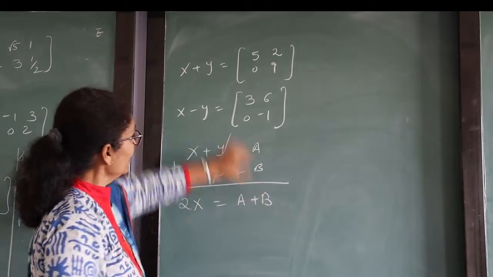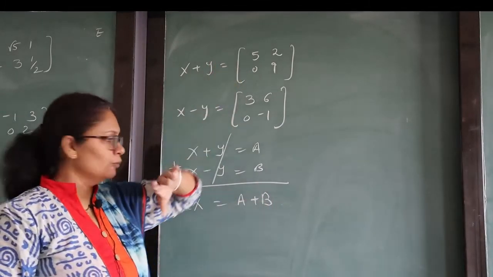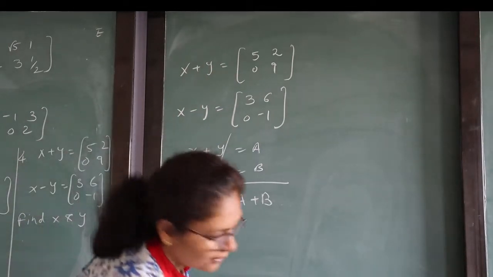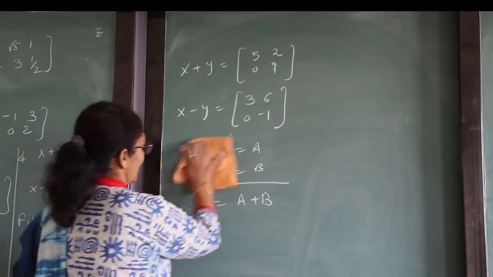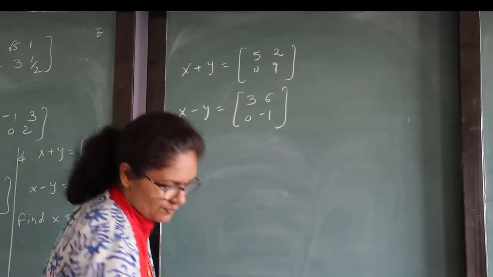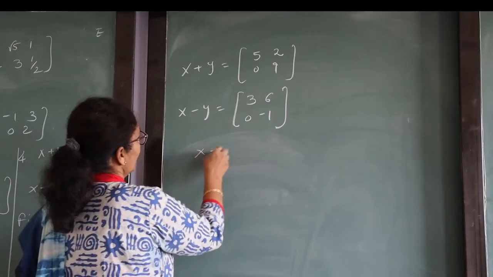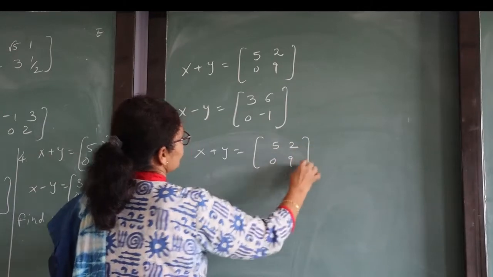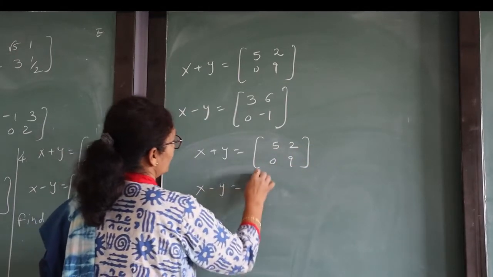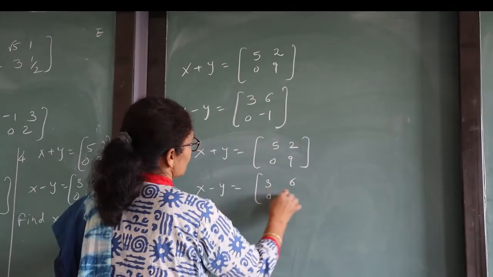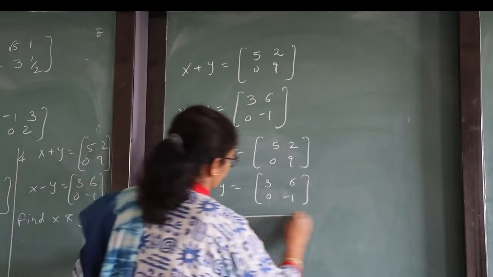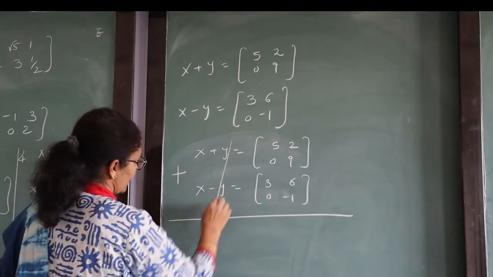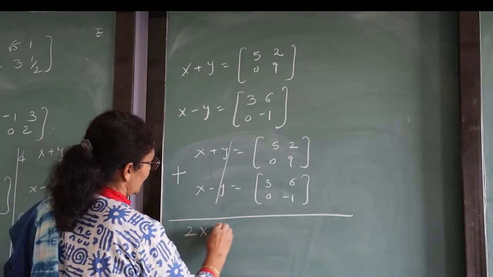What are our A and B? These two matrices, and we know how to add these two matrices. So first, if we follow this method, what do we have to write? X plus Y equal to our first matrix, X minus Y equal to our second matrix. Let's see. Now X minus Y equal to what you have given, 3, 6, 0, minus 1. Now let's add it. When you add it, plus minus will be cancelled, X plus X will be 2X.